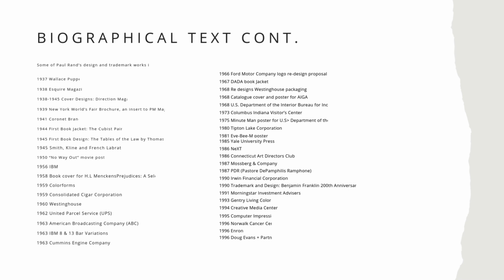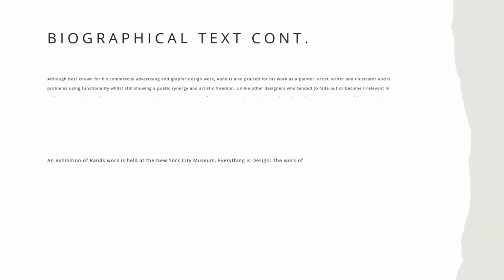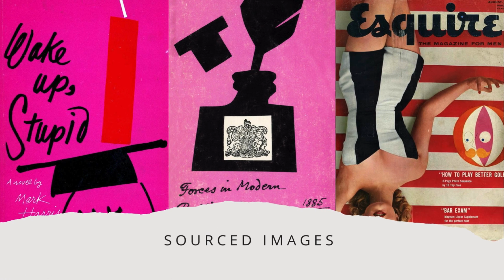Some of Paul Rand's design and trademark works included work for Esquire magazine, the IBM logo, IBM packaging, Westinghouse, and even working for Steve Jobs for NeXT. Although best known for his commercial advertising and graphic design work, Rand is also praised for his work as a painter, artist, writer, and illustrator, and being able to analyze problems using functionality while still showing a poetic synergy and artistic freedom. Let's take a look at the sourced images.